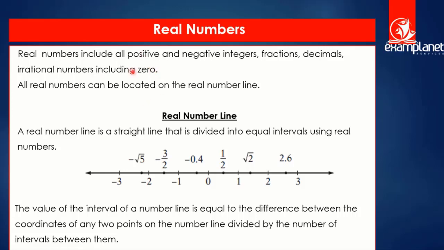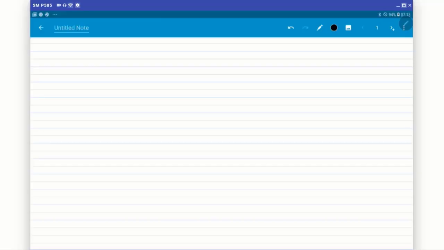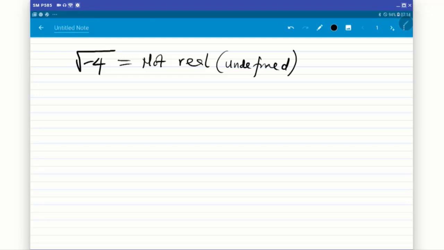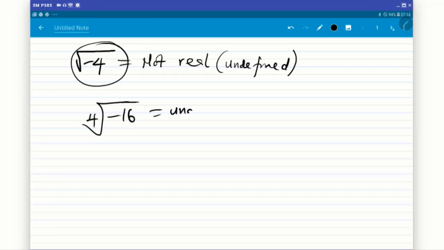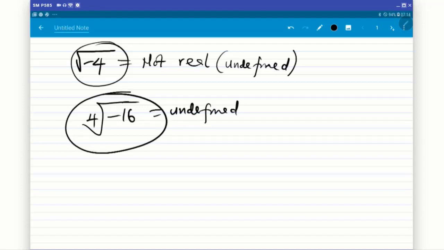Okay, so you can ask what kind of number is not a real number. Yes, we have some numbers that are not real numbers. For example, a number like square root of -4. This is not a real number. It has no solution. It's undefined, because you cannot find the even root of a negative number. Or maybe you're looking at fourth root of -16. This is undefined. We cannot find the even root of a negative number. So these numbers are not real numbers.